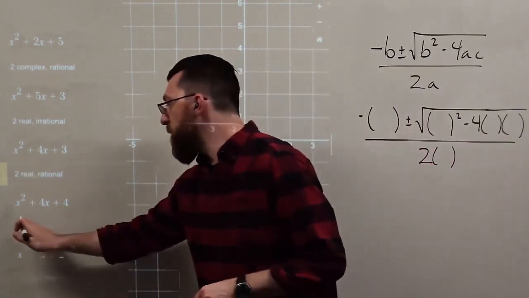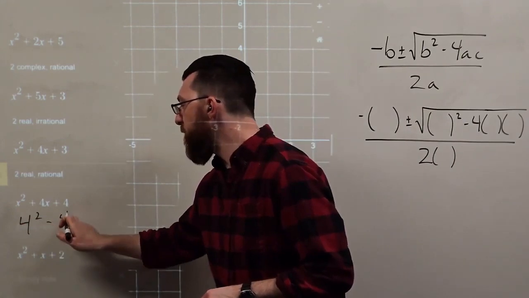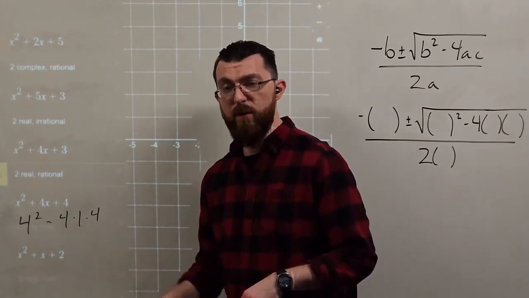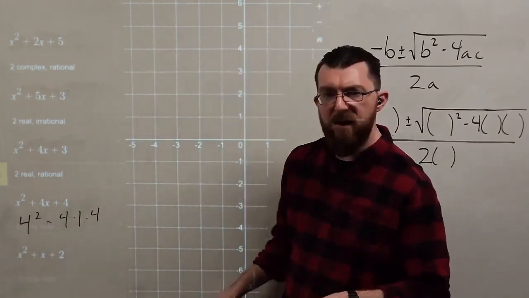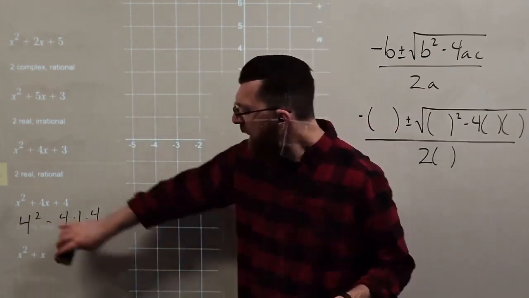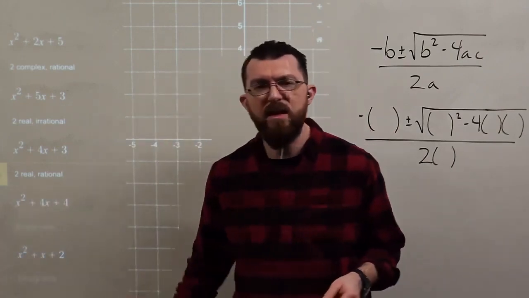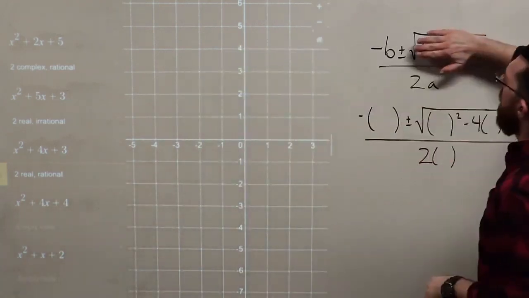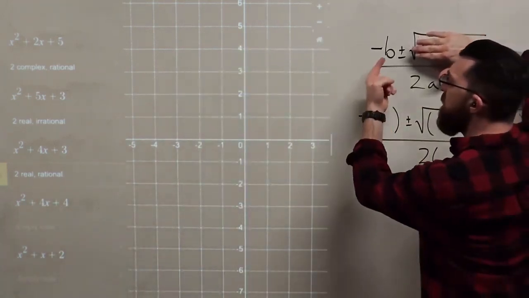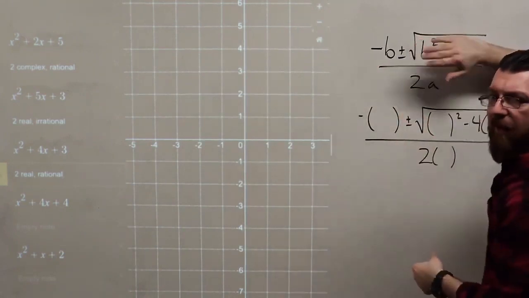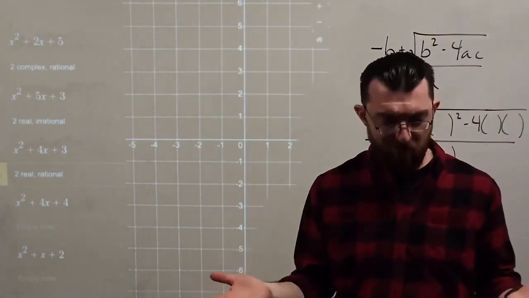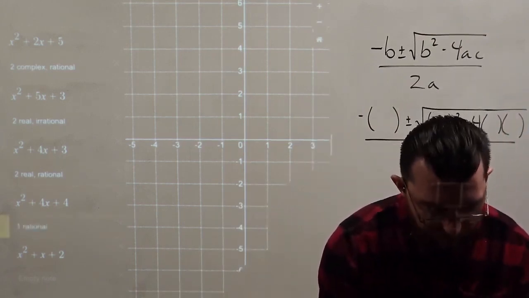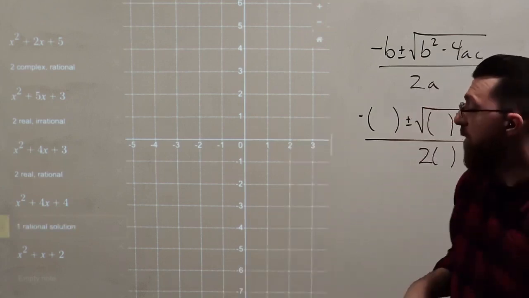Moving on down, x squared plus 4x plus 4. B squared is going to be 4 squared minus 4ac. Well, would you look at that? 4 squared minus 4 times 1 times 4. That's 16 minus 16. That's 0. If b squared minus 4ac equals 0, then this discriminant just doesn't appear. If that's gone, all that's left is minus b over 2a, and there's not 2 numbers anymore. One solution, just one rational solution. That is negative b over 2a.